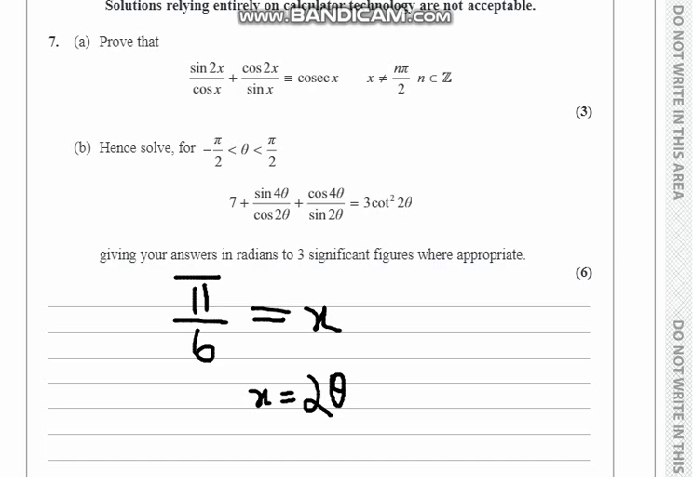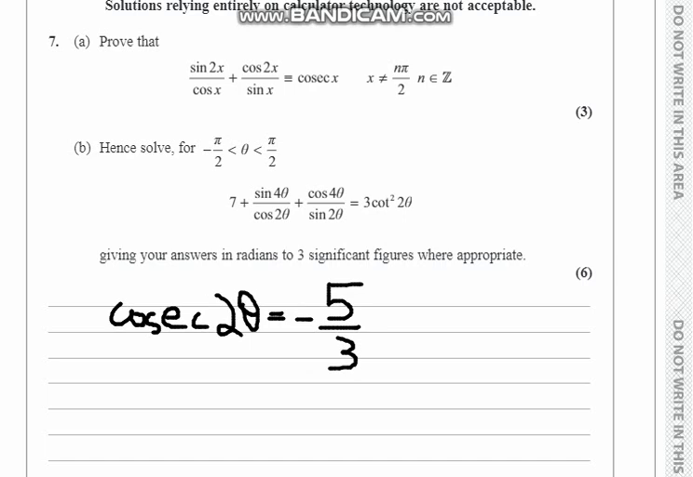Now, making sure that x is 2 theta, bringing it back here, to find the theta value I'll divide everything by 2, and that will be pi upon 12. So our first theta value, or solution, is pi over 12. Moving on to the second solution, doing the same using the identity that cosec 2 theta is 1 upon sine 2 theta, flipping over minus 5 over 3 will give us sine 2 theta equal to minus 3 upon 5.